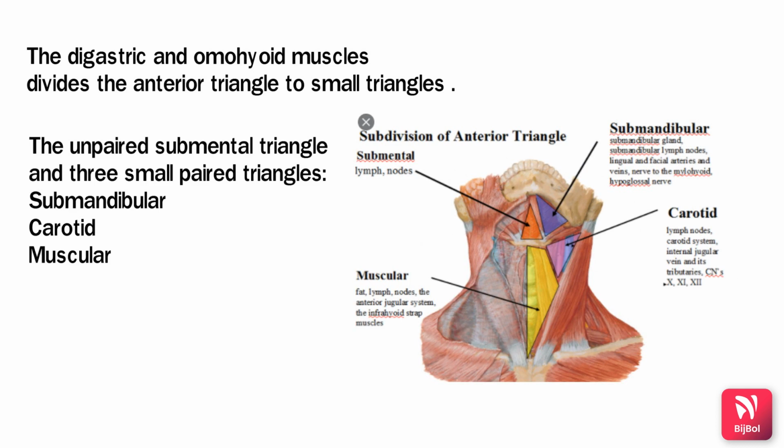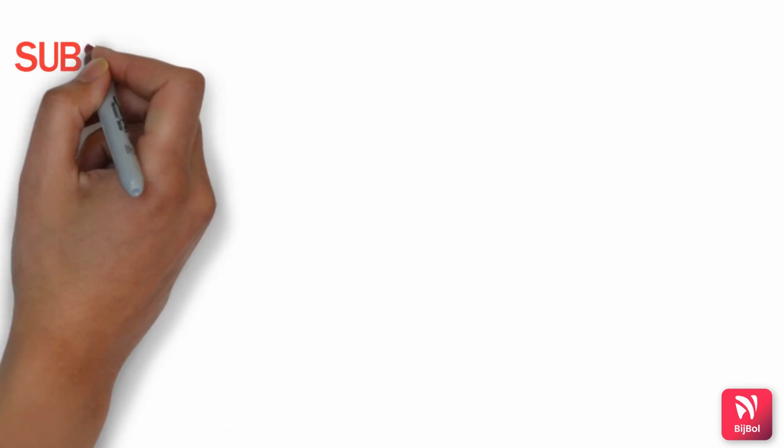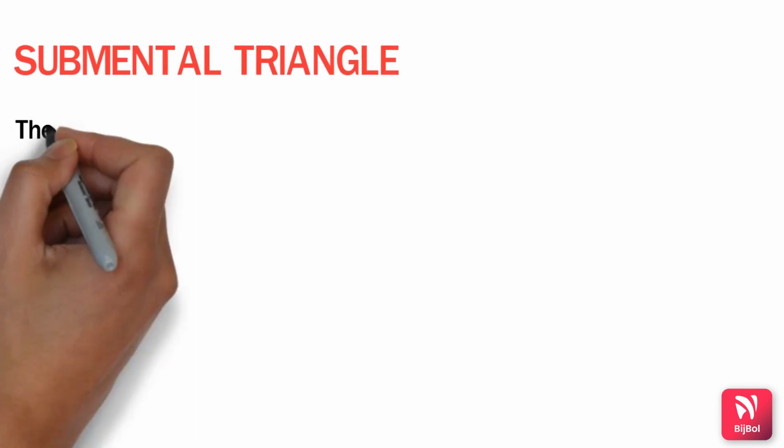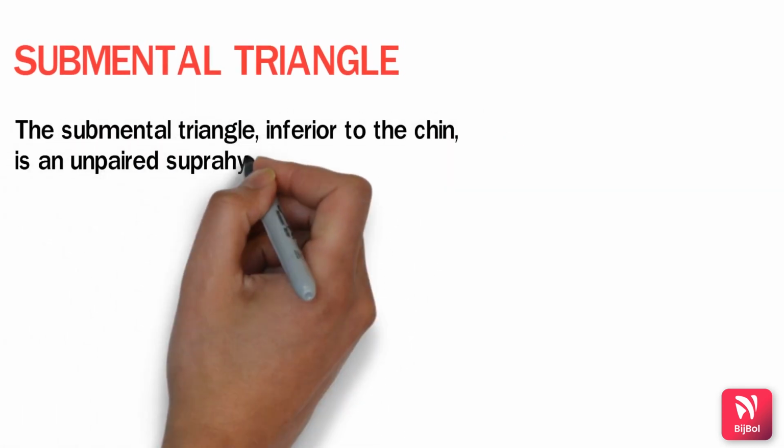In this diagram, you can see the orange demarcation is the submental triangle, whereas beside it is the submandibular triangle. Below the submandibular triangle is the carotid triangle and the yellow color is the muscular triangle. So these are the four subdivisions of the anterior triangle of the neck. Let us discuss each in detail. Coming to the submental triangle, it is the unpaired triangle which is present in the anterior triangle of the neck.